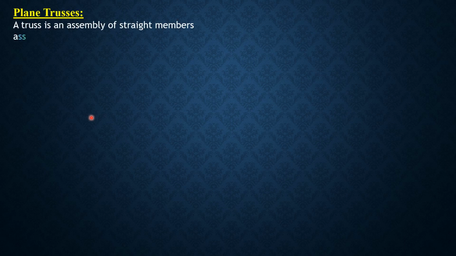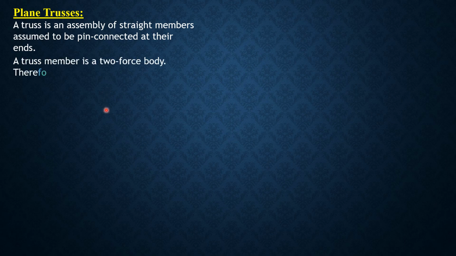So let me discuss first the theory on plane trusses. We define a truss as an assembly of straight members assumed to be pin connected at their ends. These pins are, of course, frictionless. A truss member is a two-force body, therefore its bar force is an unknown.